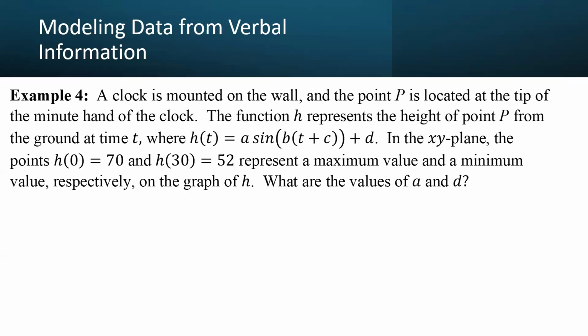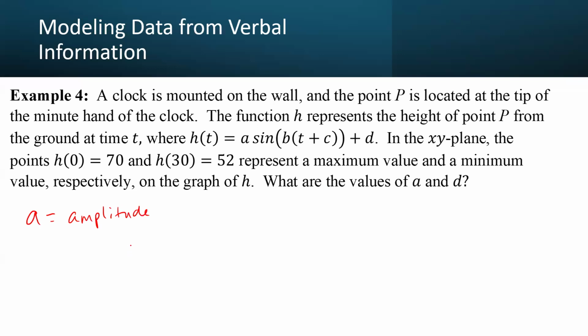So next, modeling data from information. We have a clock mounted on the wall, and the point P is located at the tip of the minute hand of the clock. The function h represents the height of the point P from the ground at time t, where h of t equals the sine function model. If h of 0 is 70 and h of 30 is 52, representing a maximum value and a minimum value, respectively, on the graph of h, what are the values of A and D? So A and D means we're looking for what? A is our amplitude, and D is our midline.